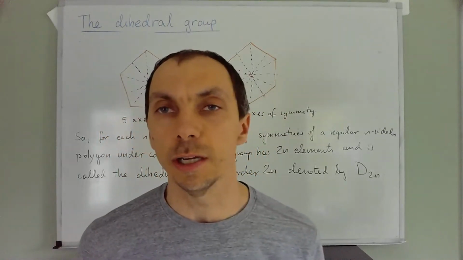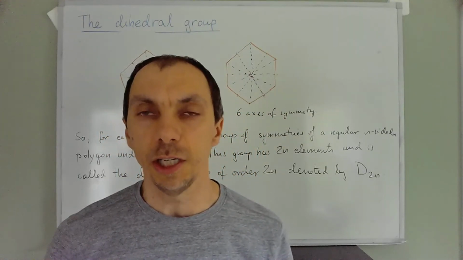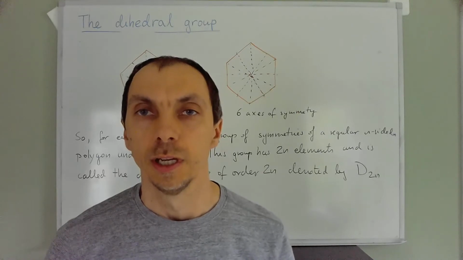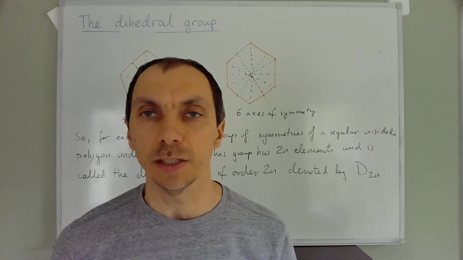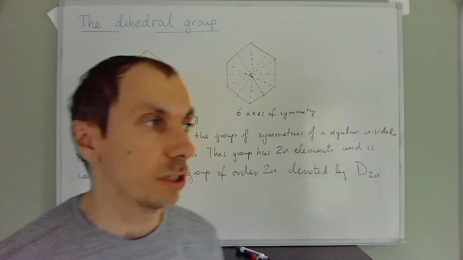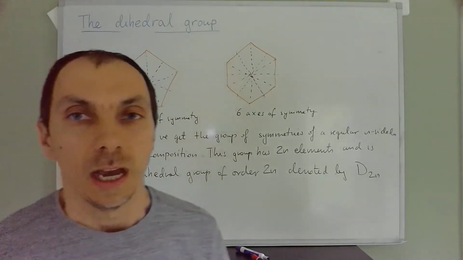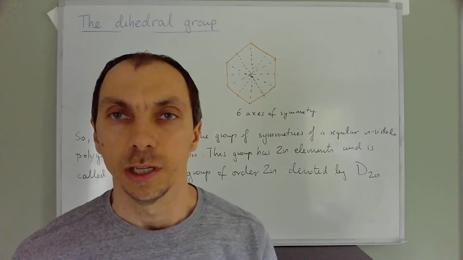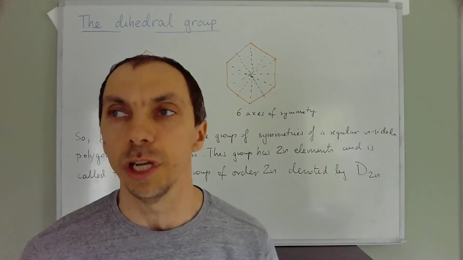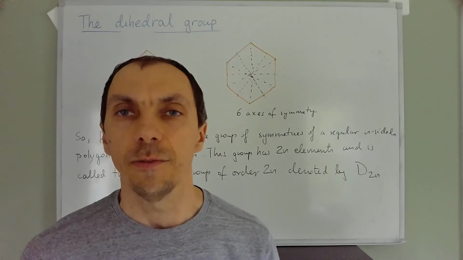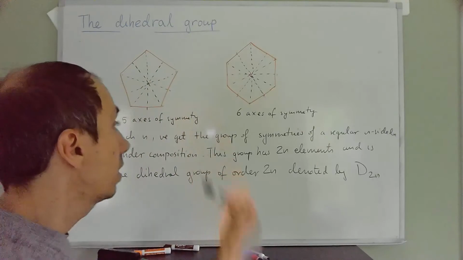D6 for an equilateral triangle, D8 for a square, D10 for a regular pentagon, D12 for the regular hexagon, and so on. And it always consists of elements, half of which are rotations. If you think about the do nothing, it's also a rotation by 0 degrees. And half of them are flips with respect to these axes.